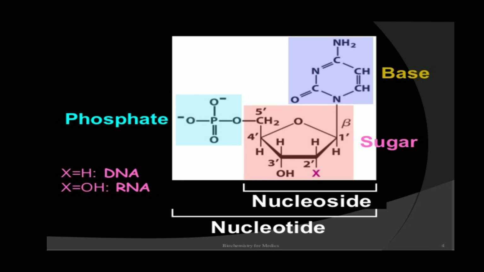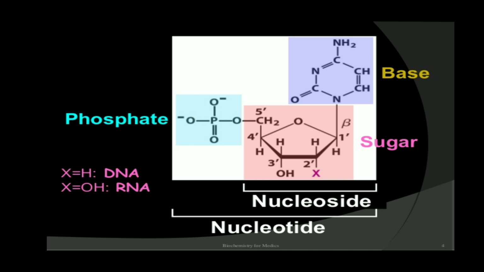So there is a single difference between the DNA and RNA structure, that is the presence or absence of oxygen at the second carbon. At this second carbon you can see X denotes H in DNA and X denotes an OH group in RNA.